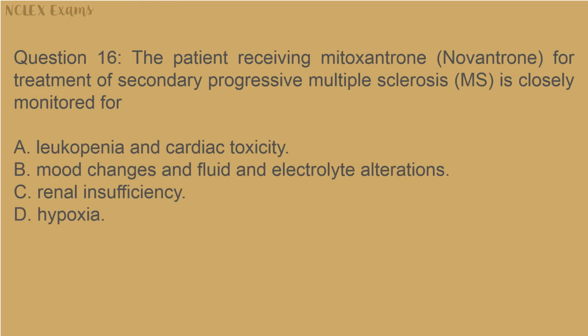Question 16. The patient receiving midostaurin for treatment of secondary progressive multiple sclerosis (MS) is closely monitored for A. Leukopenia and cardiac toxicity. B. Mood changes and fluid and electrolyte alterations. C. Renal insufficiency. D. Hypoxia.